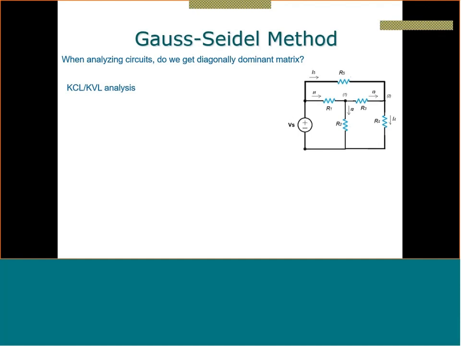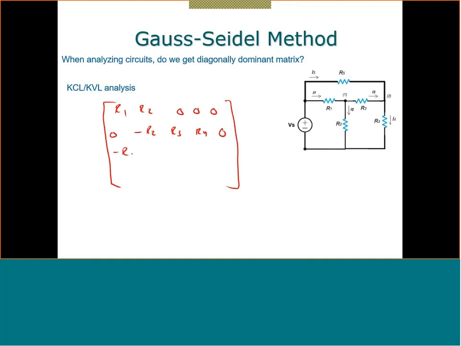Here I have made one solution of it, and this is the matrix I got here: R1, R2, 0, 0, 0, 0; minus R2, R3, R4, 0; minus R1, 0, minus R3, 0, R5; 1, minus 1, minus 1, 0, 0; and 0, 0, 1, minus 1, 1. Okay, so these are the diagonal elements.